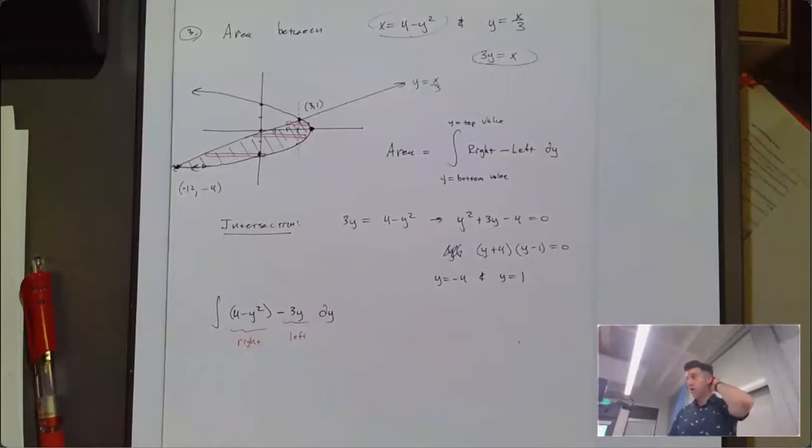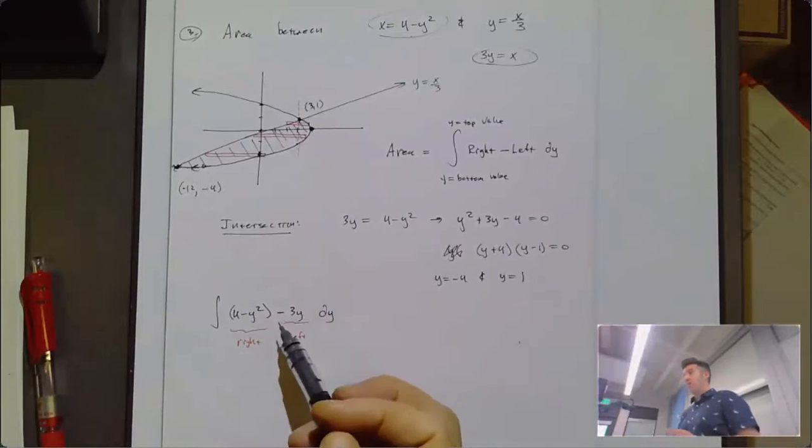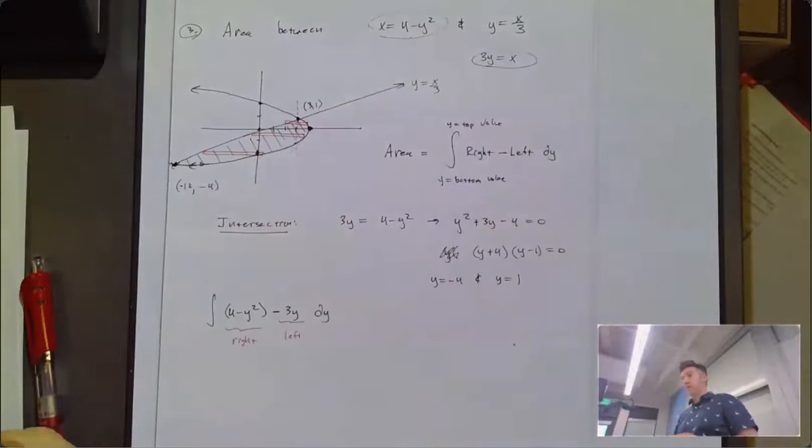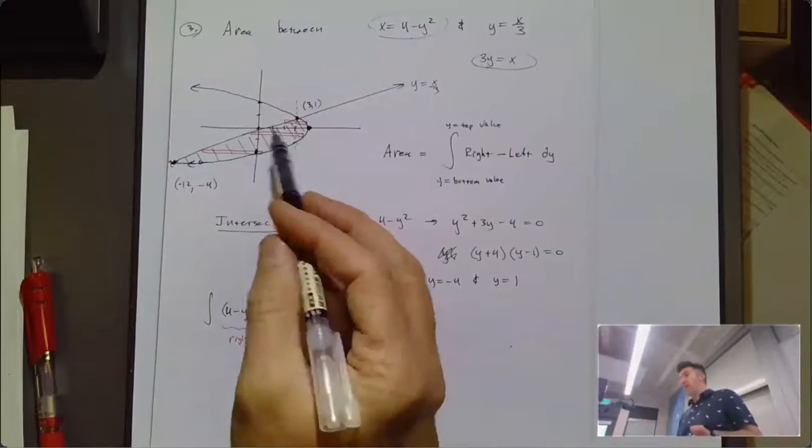We say, okay, when you're doing things in terms of x, the higher function has the higher y value and the lower function has the lower y value. When you're doing things in terms of y, the rightmost function has the bigger x value and the leftmost function has the lesser x value. So to figure out which function is the right one, we need to figure out which one has the bigger value when you plug in values of y.